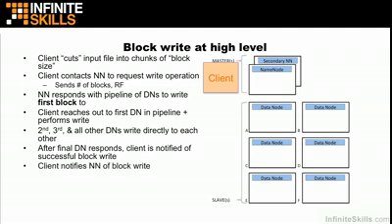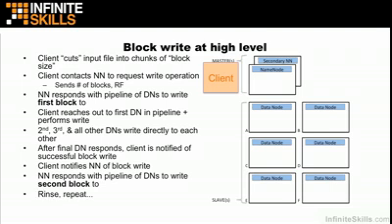The client then notifies the name node of the block write, and then the name node responds with the pipeline of data nodes to write the second block to. Then we keep doing these steps over and over for every block in the system until the last block is written and the file is closed in the name node. At this point, the file can no longer be written to. It's what's known as immutable, or unchangeable.